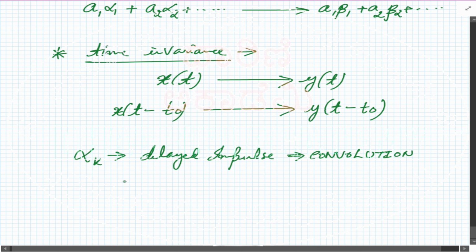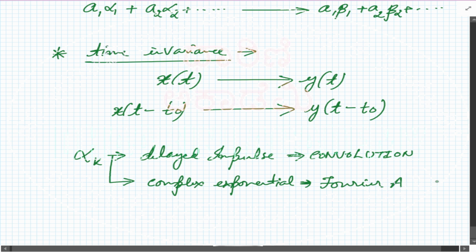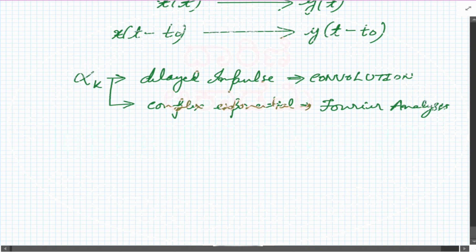At the same time, if I choose this alpha k as, now this becomes very clear, a complex exponential, what happens? Can you guess? It's a Fourier, that's all. So you see that alpha k is changed, that's all. Okay, this is Fourier analysis. Right, so directly I'll jump into the convolution now, right?